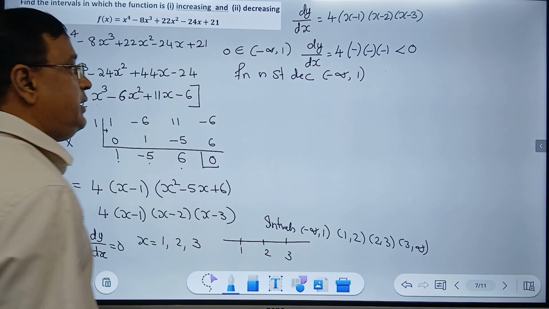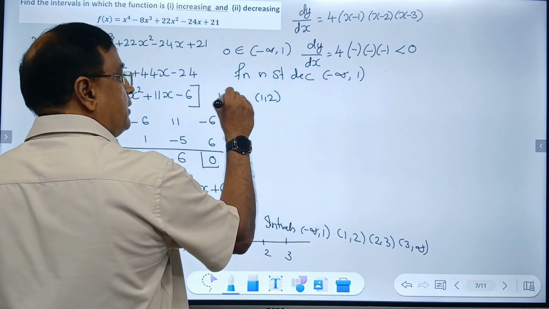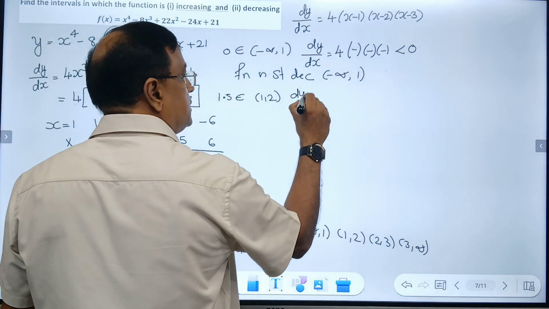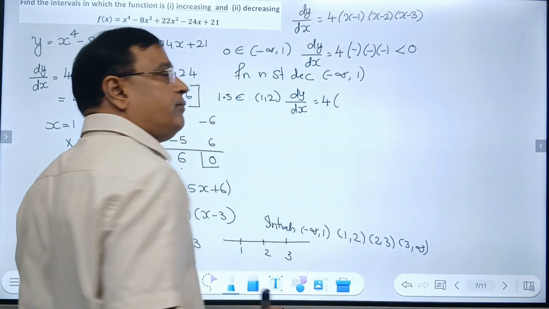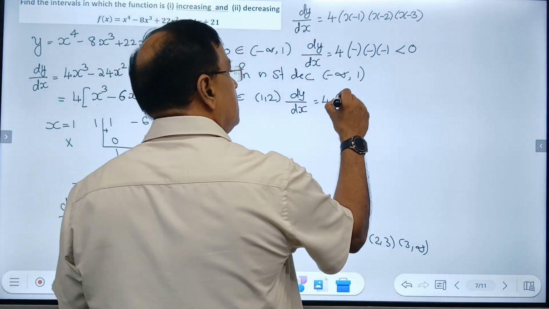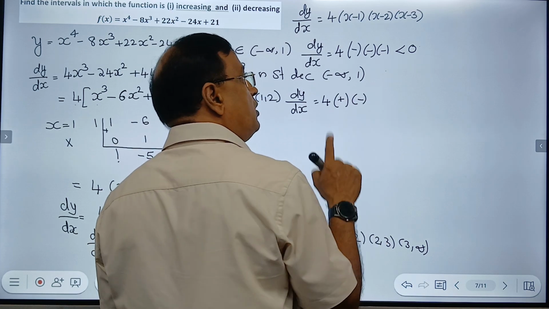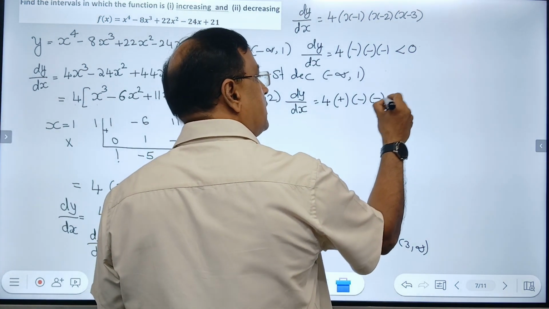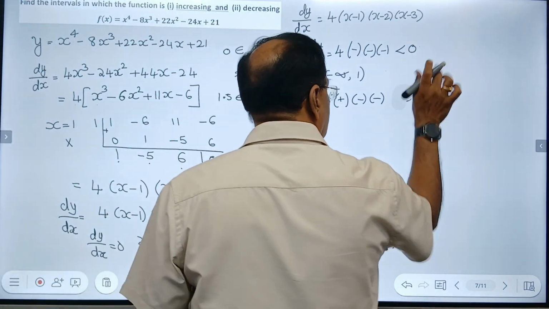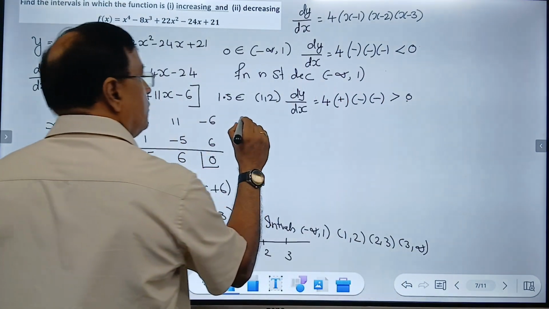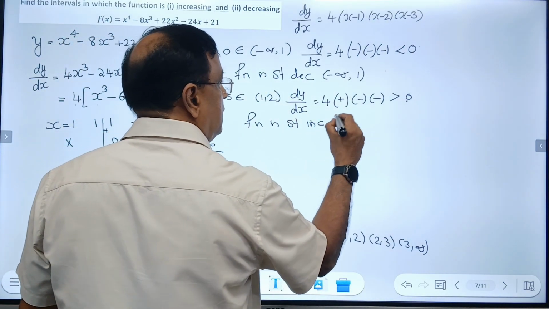Then choose the second interval. What is the second interval? 1 comma 2. Choose 1.5. What is dy by dx? Same procedure. It is 4 into 1.5 minus 1 is positive, 1.5 minus 2 is negative, 1.5 minus 3 is also negative. So positive into negative into negative will be positive. Therefore, the function is strictly increasing in 1 comma 2.